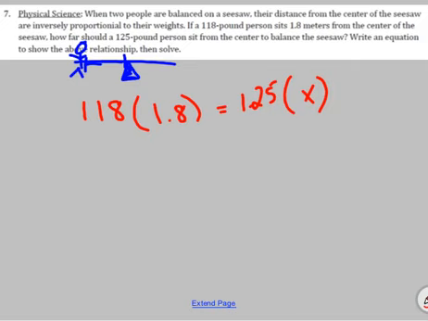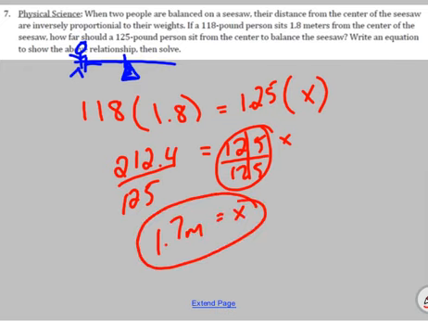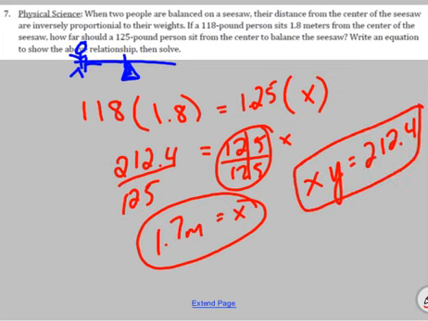So great news, 118 times 1.8 is 212.4, is equal to 125x. Divide by that 125 to get to 1x. Divide by 125. You find out that 1.7 meters is equal to x. Remember, x times y, we still want to write as 212.4 if it tells us to write the equation.